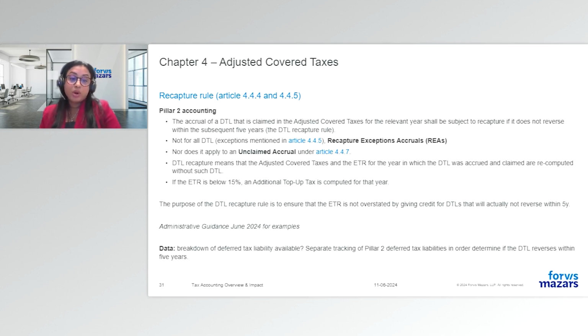The recapture rule requires tracking the reversal period for DTLs under the GLOBE rules. This means that the multinationals will need to develop a process in addition to their accounting process to determine whether DTLs reverse within 5 years or not. You can imagine that this required information for DTLs for only the recapture rule will be a challenge for multinationals. So the June 24 administrative guidance comes with a lot of examples of acceptable approaches for multinationals in this respect.